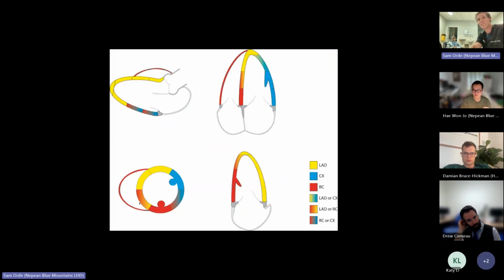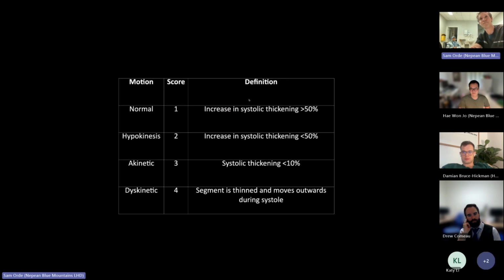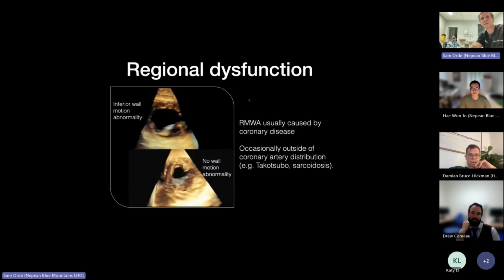Okay. This is another way to think about it. Again, there is overlap between them, but just think about all the different views and what coronary artery territories affect which areas. If we're going to be precise with our language, that means we talk about it being normal, hypokinetic, akinetic, or dyskinetic. There is no mildly hypokinetic. There's no severely akinetic. Okay. So just thickening more or less than 50%, not thickening, or not thickening and moving in the wrong direction. All right.